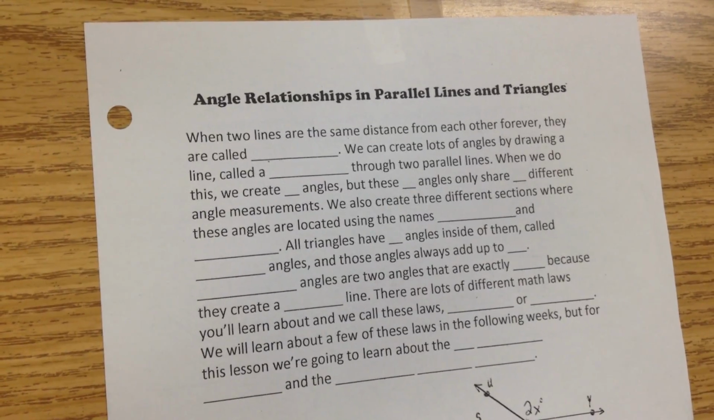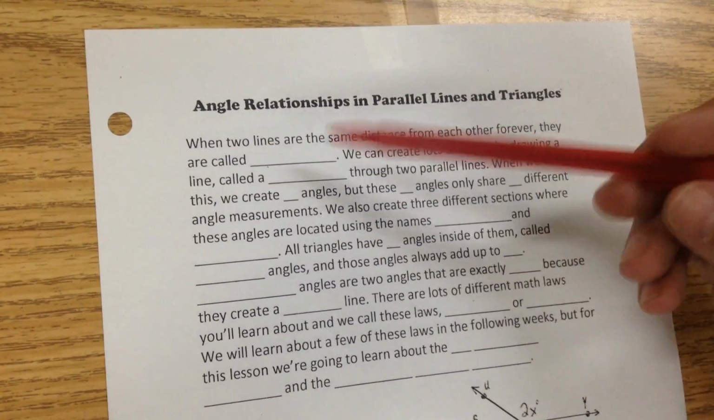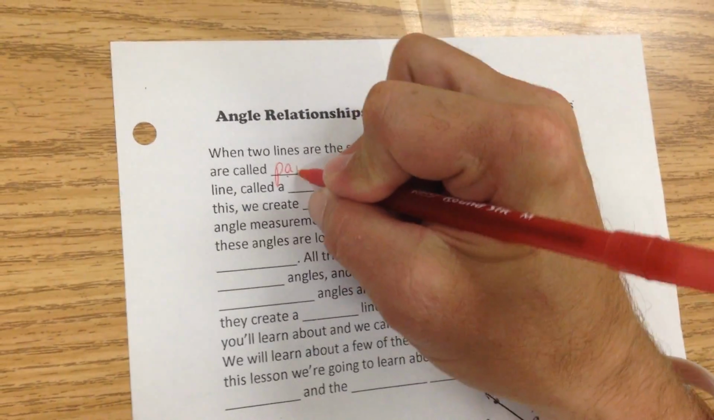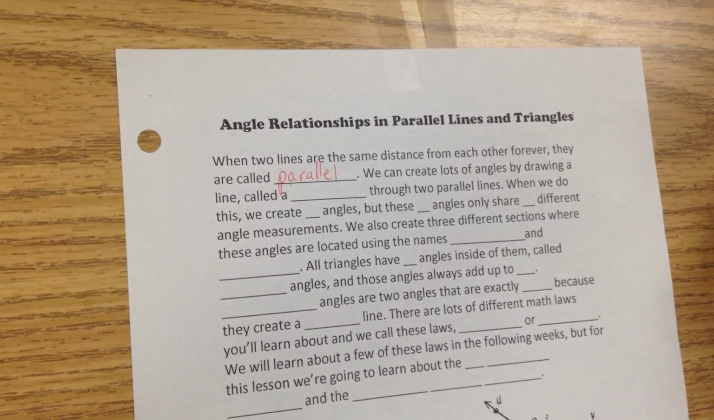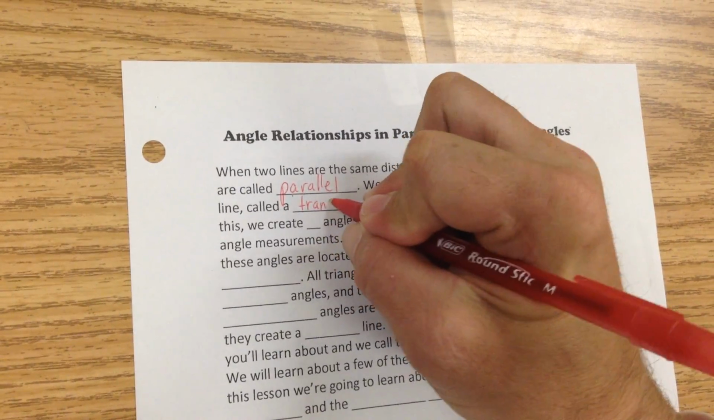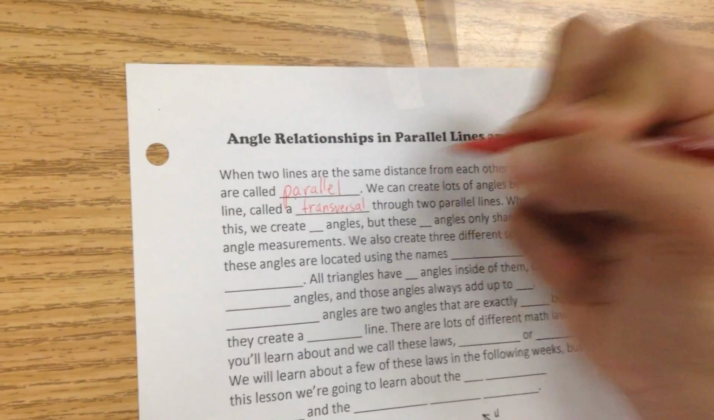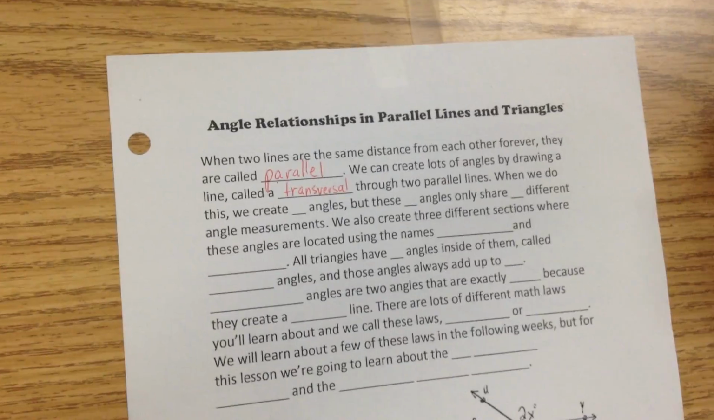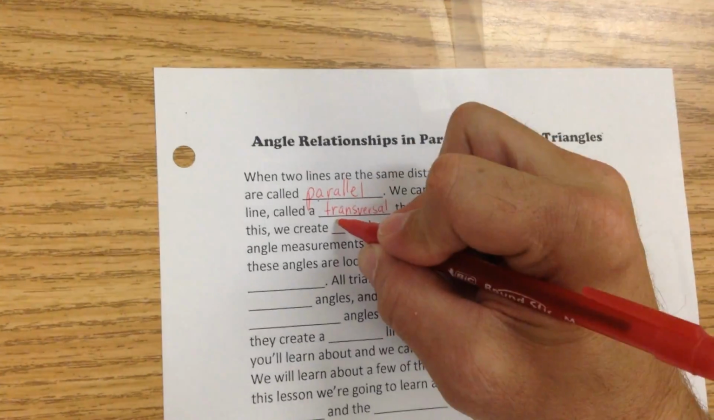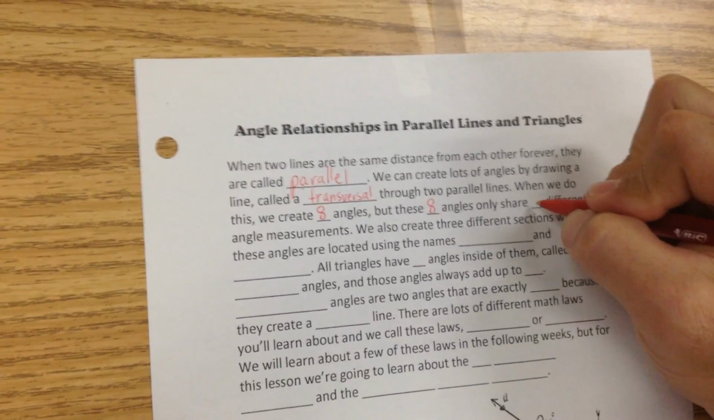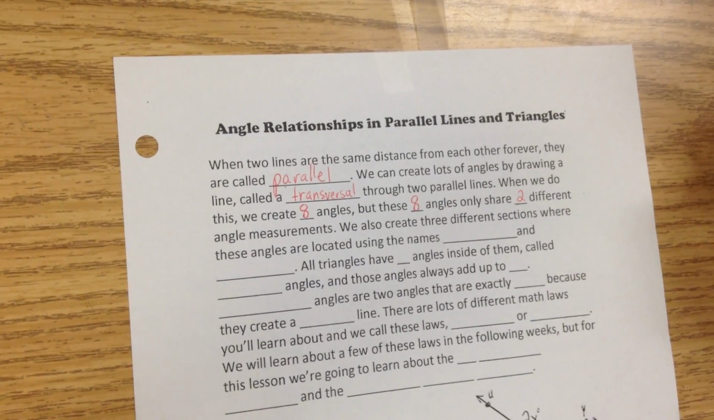Okay, the first thing we're going to talk about are parallel lines, which are when we have two lines that are the same distance from each other forever. They are called parallel. And we can create a lot of different angles by drawing a line called a transversal through two parallel lines. And if you look down here, you can see what I'm talking about. When we do this, we actually create 8 angles, but these 8 angles only share 2 different angle measurements.